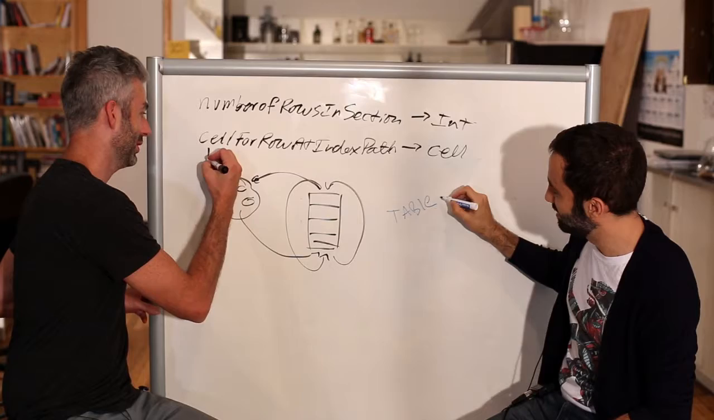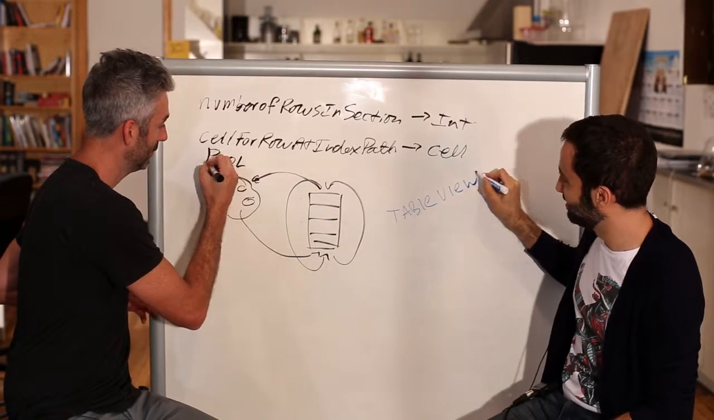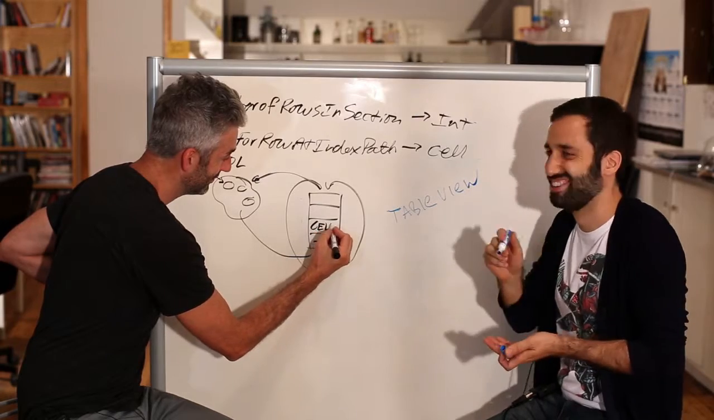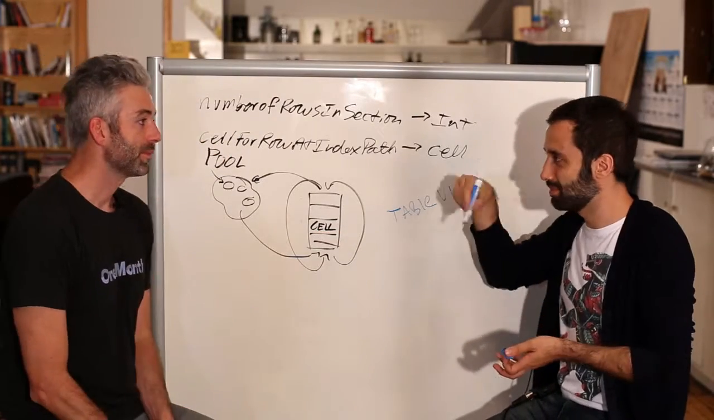Let's label this a pool. This is the table view. This is a cell. Follow along if you want. You can draw your own. It helps sometimes to remember and write.